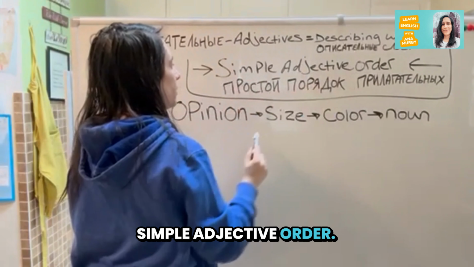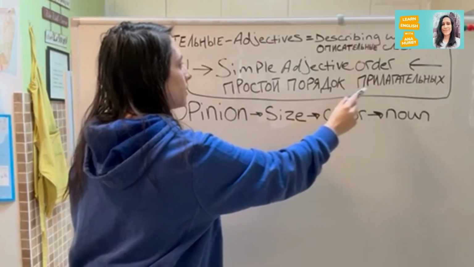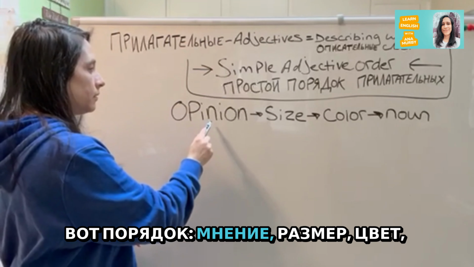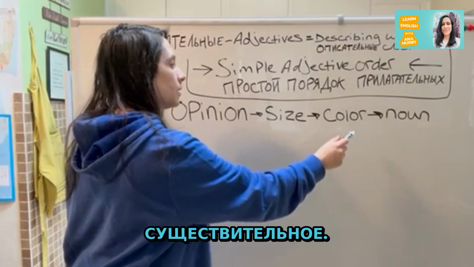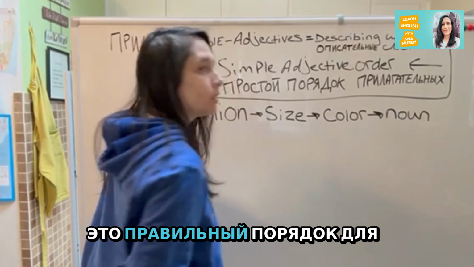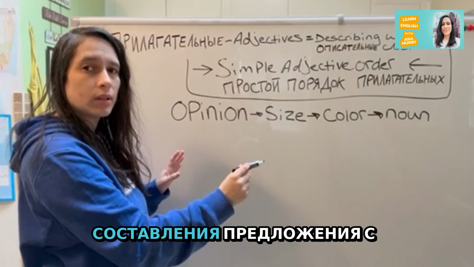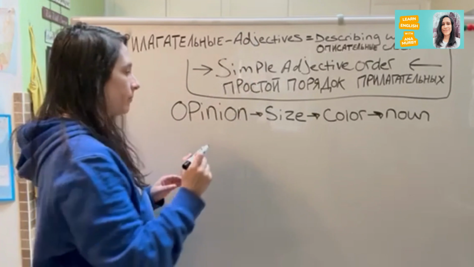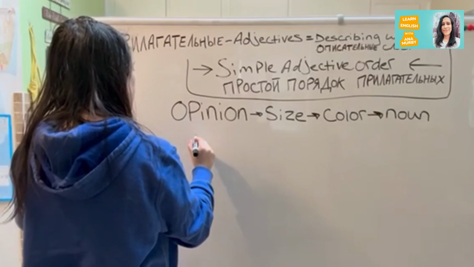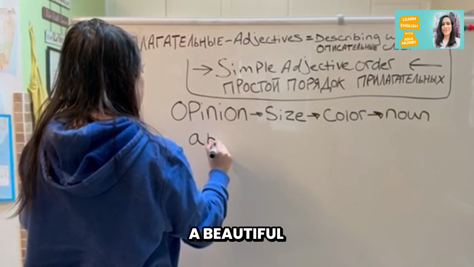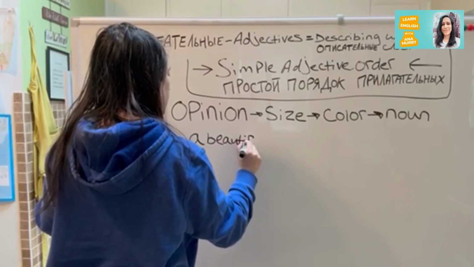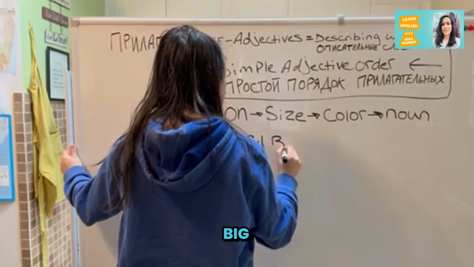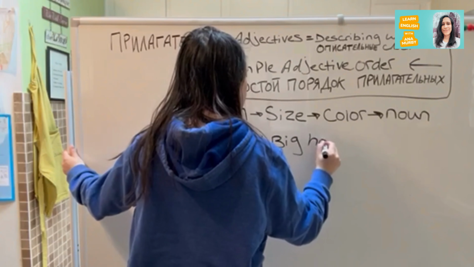Simple adjective order. Простой порядок прилагательных. Here's the order. Opinion, size, color, noun. This is a correct order for making a sentence with adjectives. Here's an example. A beautiful big house.